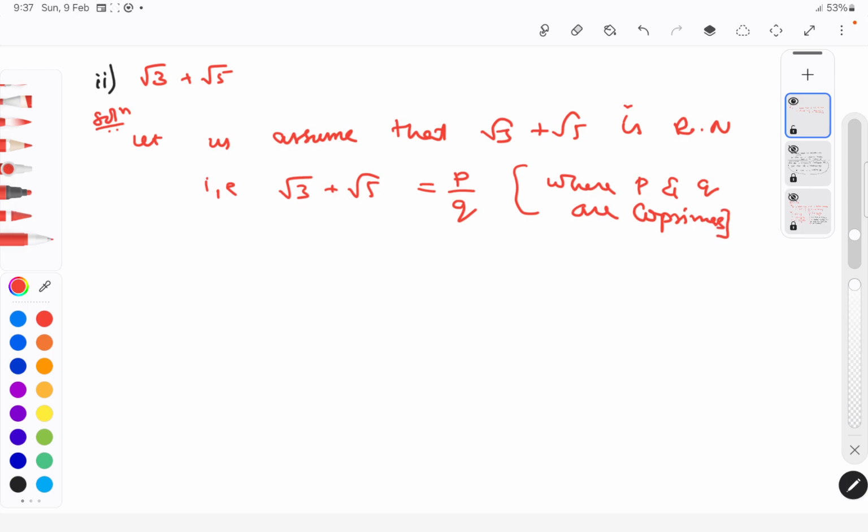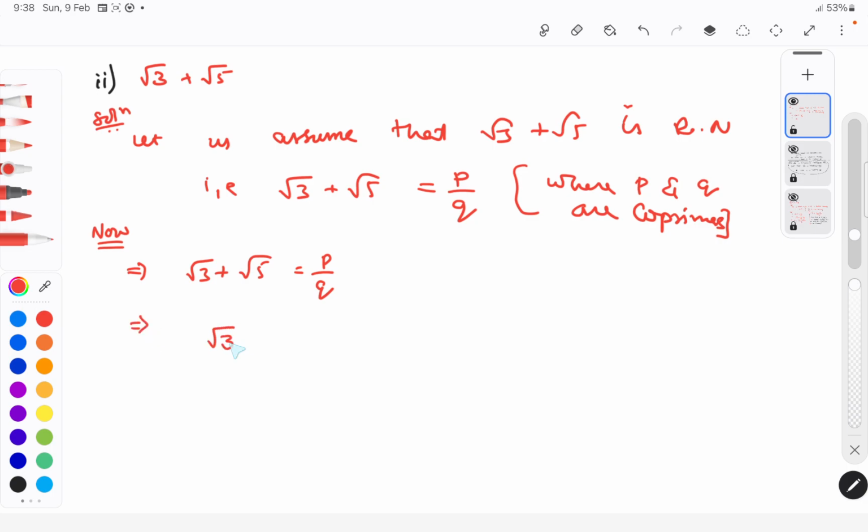Okay. Now, after this, write down root 3 plus root 5 is equal to P by Q. Now, whenever two square roots come, you can do this in this way. Either you may keep root 3 on the left side or you may keep root 5 on the left side. Right. Anyone you should keep on the left side, and the other we should send to the right side.